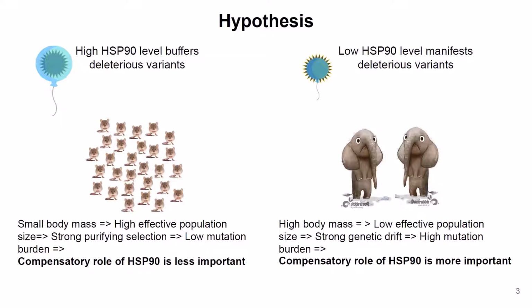In the opposite, in species with high effective population size, such as mice, the purifying selection is strong enough to eliminate such deleterious variants from population, and so such species have a low mutation burden, and compensatory role of HSP90 should be less important in such species.